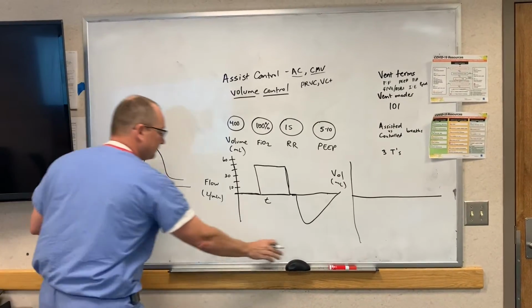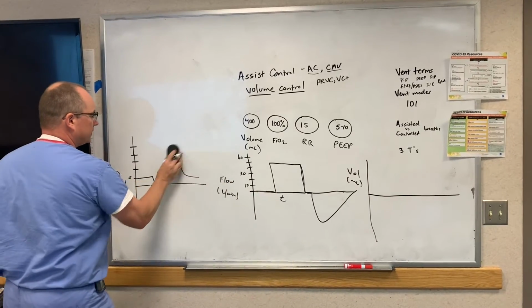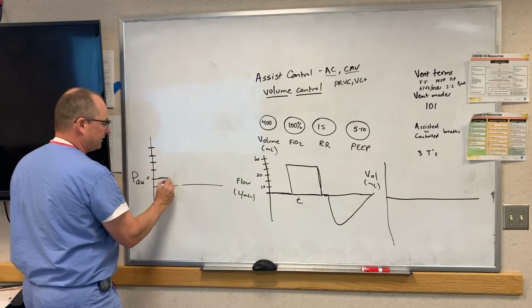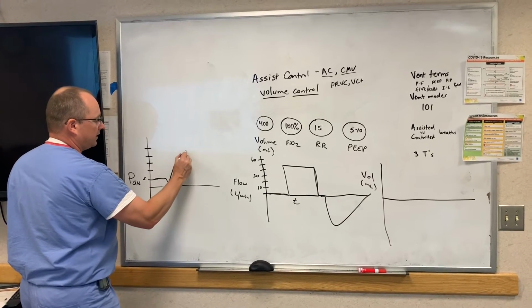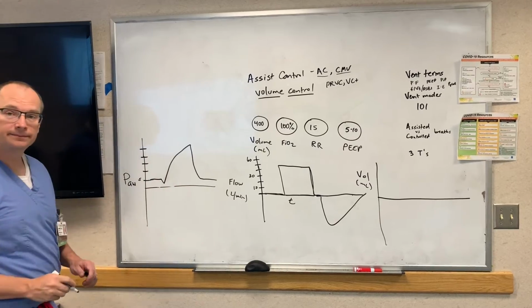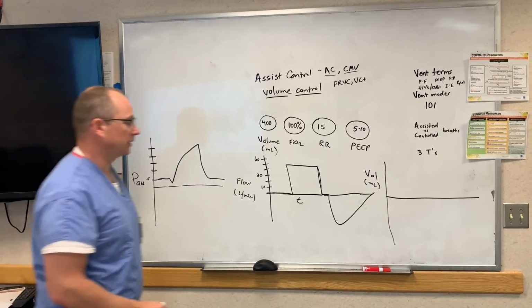All right, sometimes with a square wave, this pressure is going to look just like this. A little bit of negative pressure to start a breath, and then go up, and then come back down to about that PEEP that you set. Okay, so that's what airway pressure will look like.